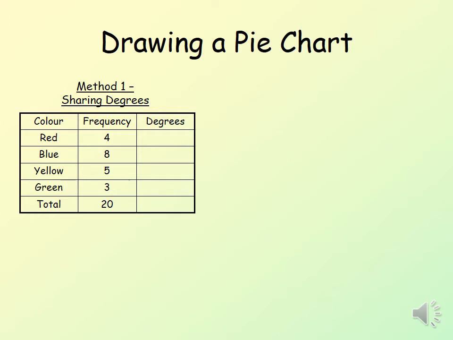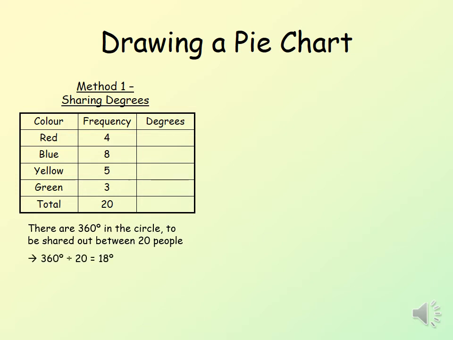So we need to calculate how many degrees each of those represents, and then we will multiply it by the frequency. You know that the whole of that population, which is 20, is represented by 360 degrees. So we divide the 360 by 20 to work out how many degrees there are for each value. 360 divided by 20 is 18, so we must multiply each of those by 18.